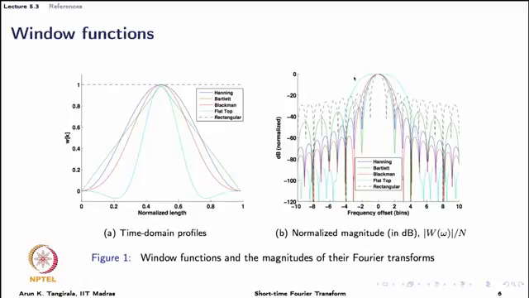Now, this W of omega is very important because it also tells me the effective bandwidth, and if you recall, we said short time Fourier transform is also a filter with constant bandwidth, and the bandwidth is governed by the bandwidth of the window itself. So, look at what we have here. The rectangular window is represented by this black dashed line.